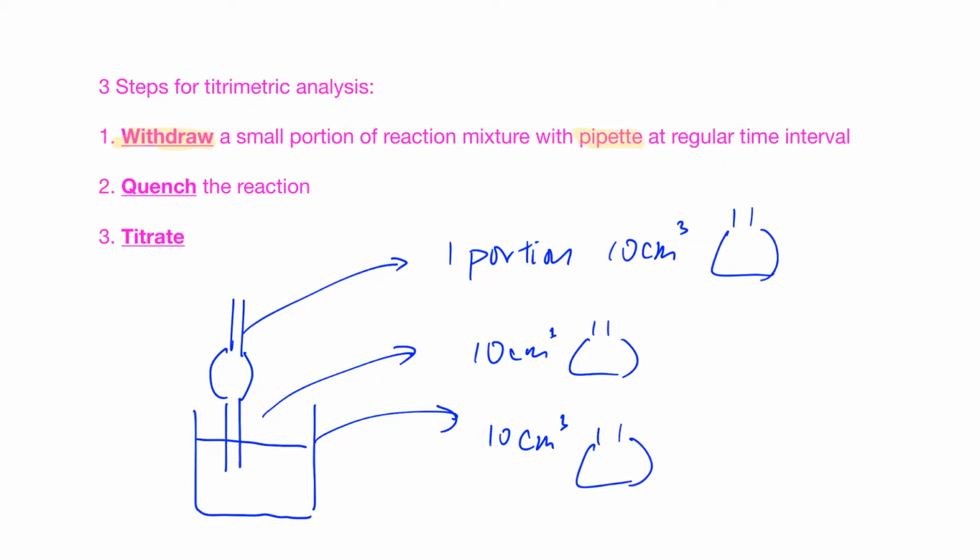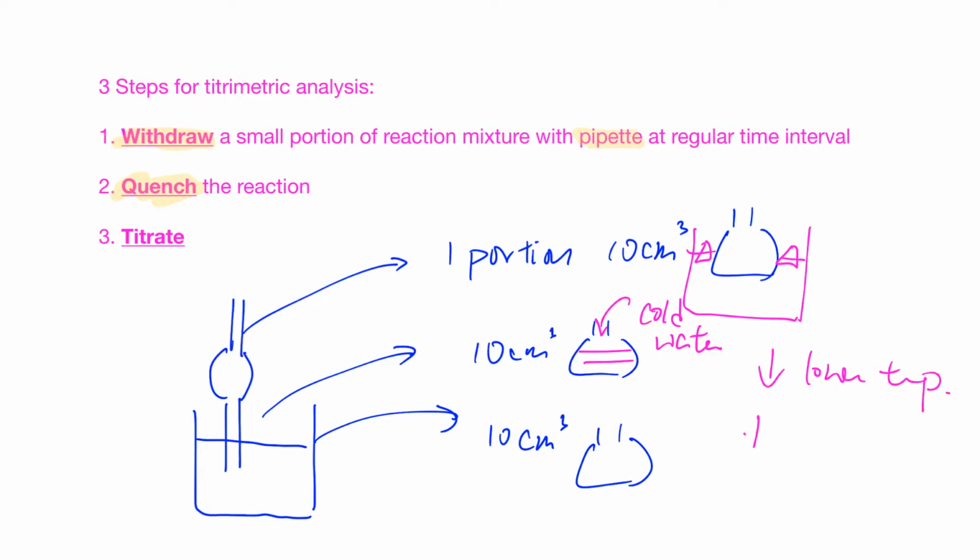Once we take it out, we do another step, which is called quenching. Quenching means stop the reactions. For example, after I take it out, I put it into an ice water bath, or I may pour some cold water in it, to stop the reactions. We try to lower the temperature or lower the concentrations of the reactants. Both can lower the rate of the reactions and keep the concentration of the reactants unchanged. So first we withdraw, then we quench the reaction. Finally, we measure the concentration by doing titration. So withdraw, quench, and titrate are the 3 steps for titrimetric analysis.